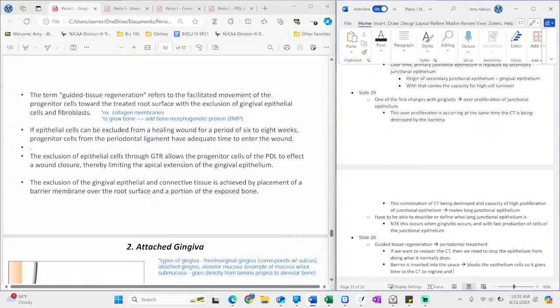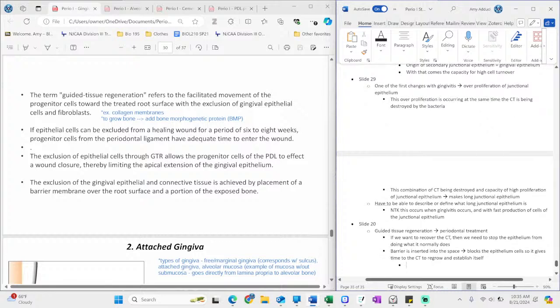Okay? Because what do we prefer? Do we prefer to have a long junctional epithelium, or do we want to have a normal periodontal ligament? We want a normal periodontal ligament because the periodontal ligament is the one that has the collagen fibers that attach the tooth to the bone. Obviously, we need to make the bone grow at the same time.